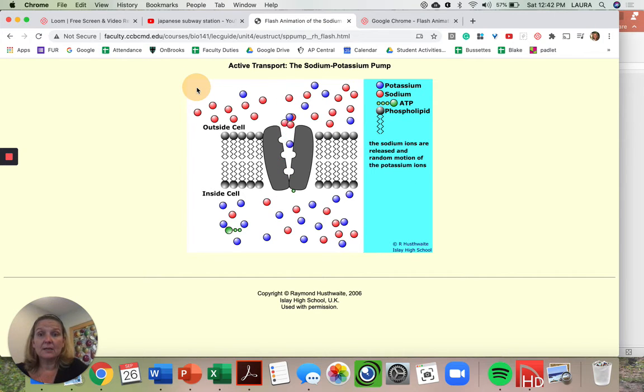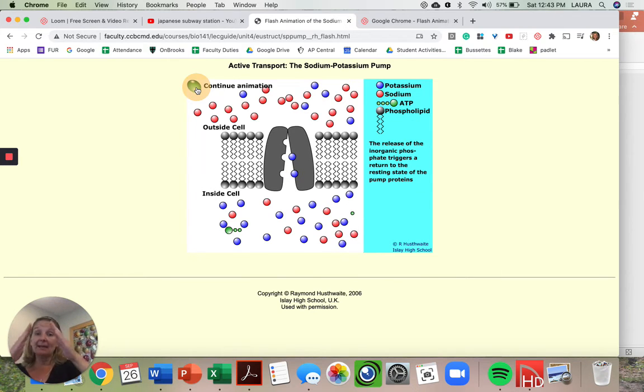So what you'll see here, sodiums go out, potassiums can now fit into their side of the molecule, and that's the right side. The phosphate group falls off, and now it snaps back to its original shape, and the potassiums will enter the cell. And this will go on and on like this, and it takes ATP to make it change its shape. When it gets phosphorylated, it changes its shape, 3 sodiums out, 2 potassiums in. And that's what creates the voltage inside of cells.